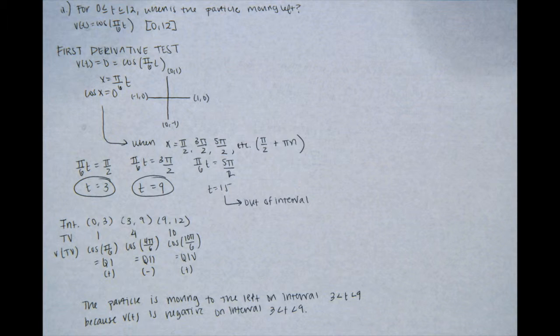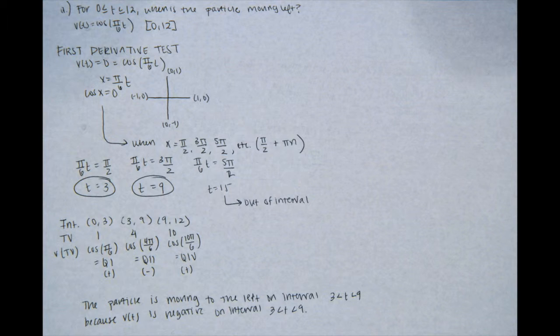However, t = 15 is out of the interval, so we know that any value above 5π/2 is not going to be taken into account. So the only t's we're going to be taking into account are the ones between 0 and 12, and those are 3 and 9. So we're going to be setting up our intervals based on those values. Down by the chart, we see that our intervals will be 0 to 3, 3 to 9, and 9 to 12. We pick test values in between those intervals, and you really only need to find out which quadrant they're in to figure out whether v(t) is positive or negative.